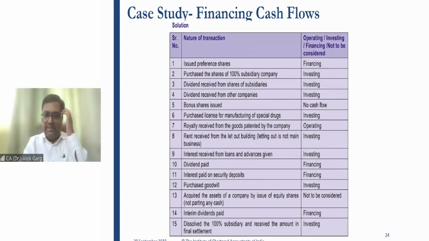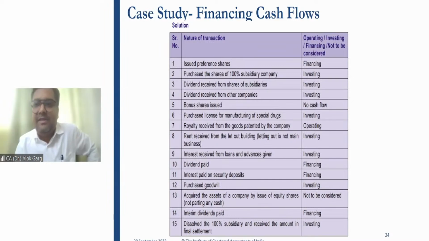Sumit is saying, sir, point number 6 can also be an operating activity. Let me look at point number 6. Never. Purchase of license. License is an intangible asset. So fixed asset, intangible asset, purchase, sale, this is always an investing activity. When you obtain a license, it is not for the short term, it is for the long term. It means when you obtain a license, you get a right to do the business, right? It is an investing activity. It is not an operating activity.